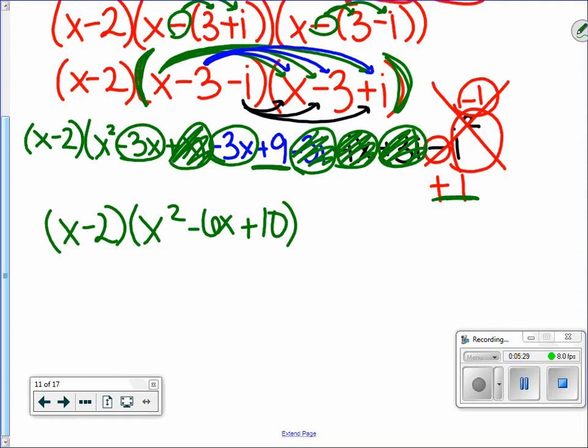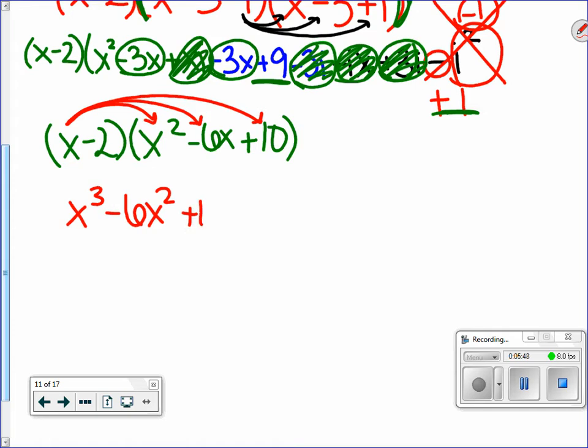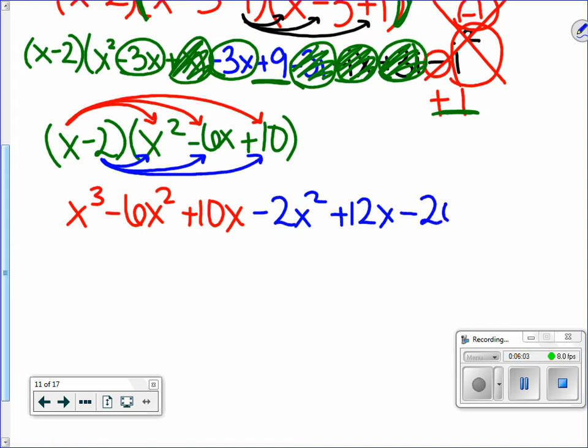Okay, we are now ready to multiply these last two. So let's go ahead and do that. We've got x times x squared, which is x cubed. x times negative 6x is negative 6x squared. x times 10 is plus 10x. And then go ahead and distribute through that negative 2. So we've got negative 2x squared. Negative times a negative is a positive 12x. And we've got negative 20.